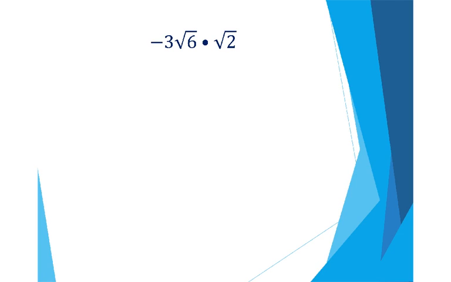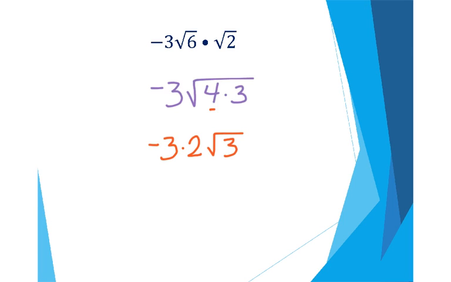Okay, the next one, negative 3, square root 6 times 2 is 12, and I know that 12 is 4 times 3, and the reason I'm choosing that, again, is because 4 is a perfect square. So negative 3 times the square root of 4 is 2 times the square root of 3, that's going to be negative 6 times the square root of 3.